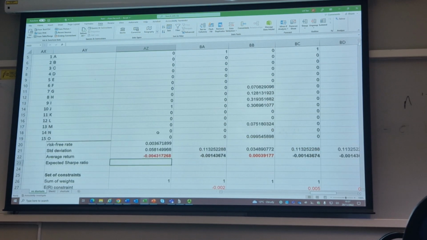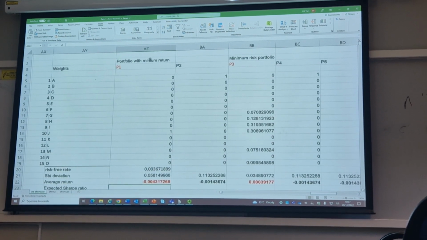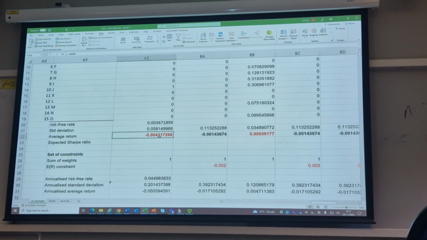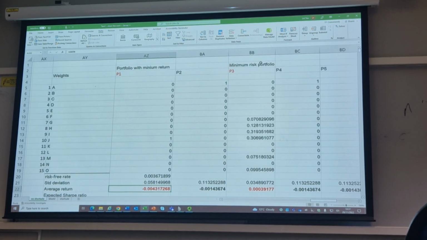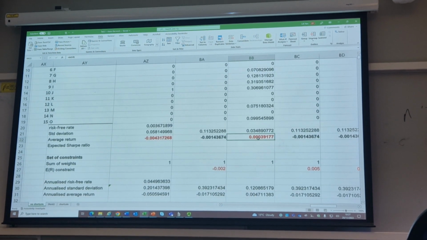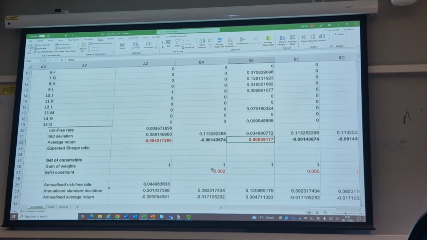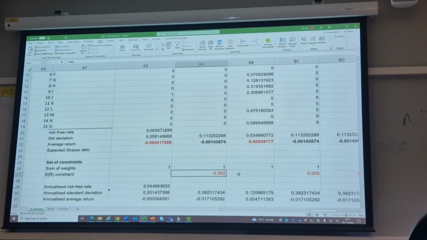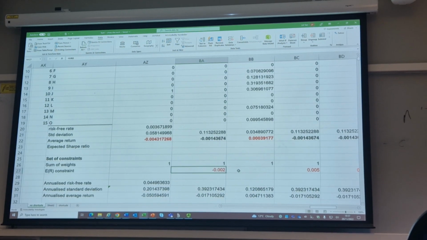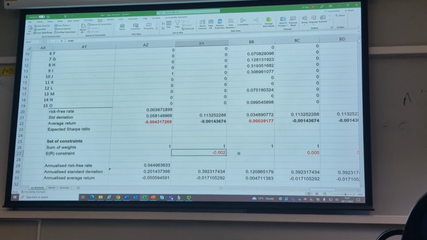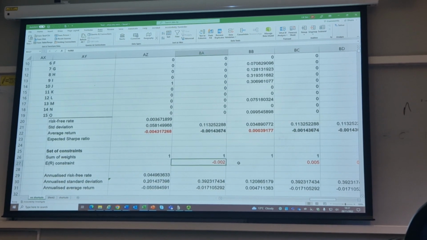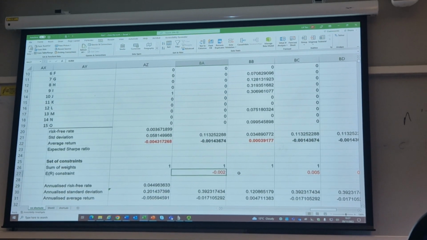So for the portfolio with minimum return, the average return is minus 0.0043, and for the portfolio with minimum standard deviation, the return is 0.0003. So I can set a target return in between these two. I set here minus 0.002. Of course, I can also set minus 0.001 or 0.